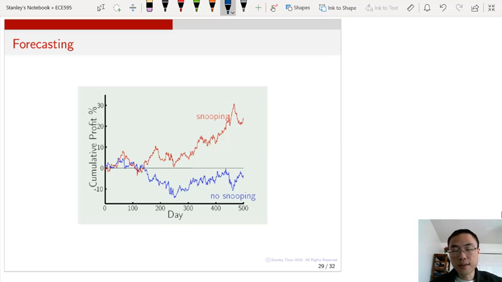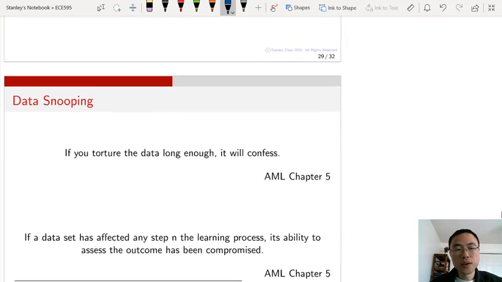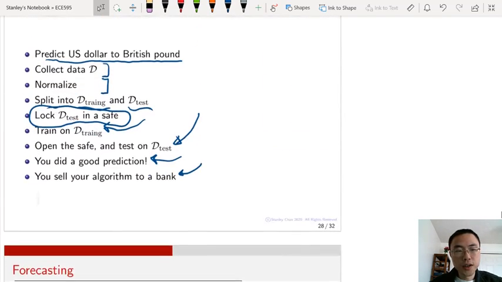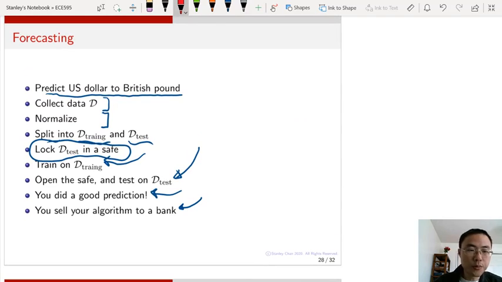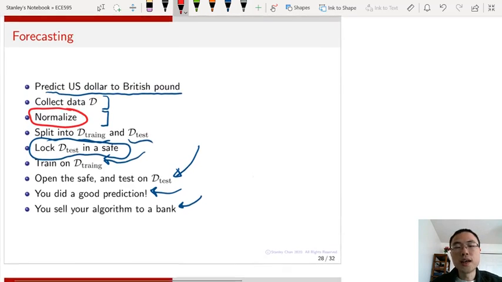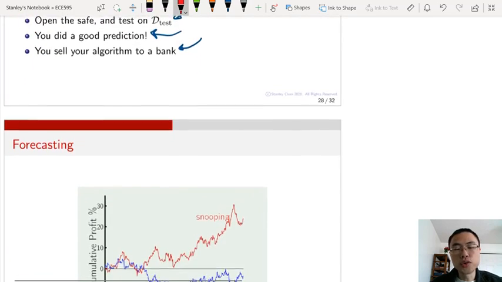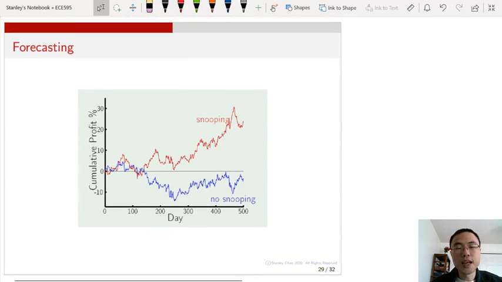Now, what had gone wrong? Well, it went wrong because of a very, very subtle step called the normalization step. In this normalization step, you're normalizing both your training set and testing set together. Because this normalization step is touching both the training and the testing data sets, you are actually doing data snooping. You're allowing yourself to use information from the testing data set.